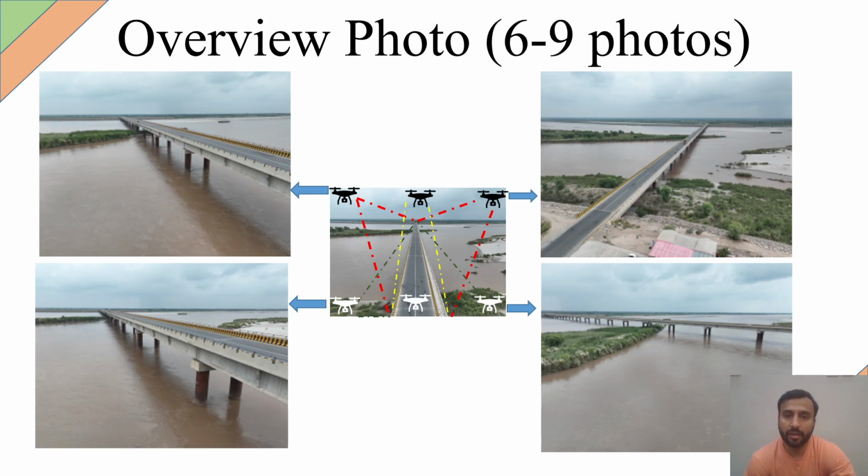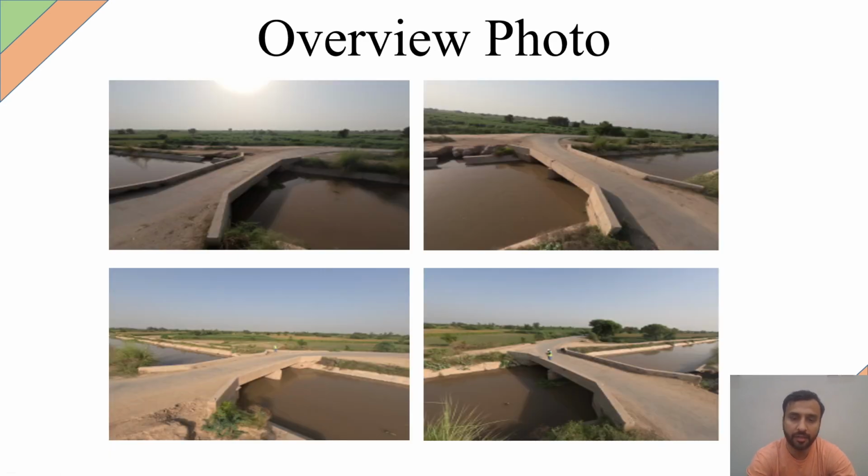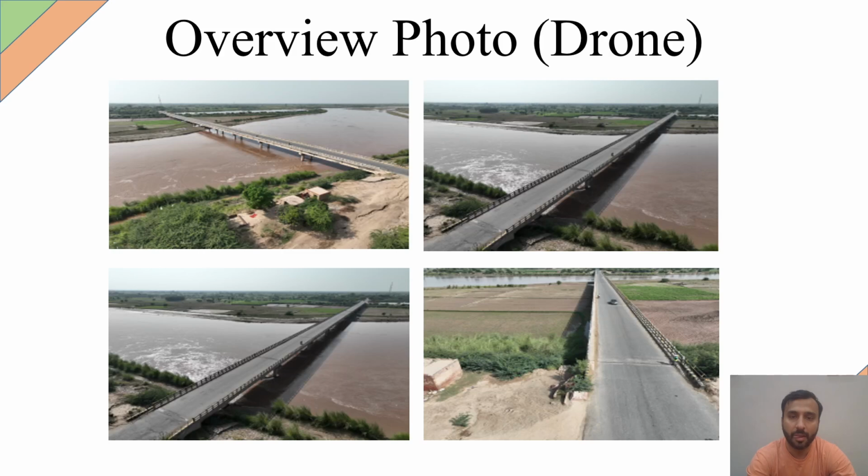You may require 6 to 9 photos for the bridge overview. For example, from each corner of the bridge and in the middle of the width on both sides. But in the case of long bridges, you may require another three views in the middle of the bridge. This is another guideline photo for a small bridge. This is also a guideline for an overview photo using a drone camera.